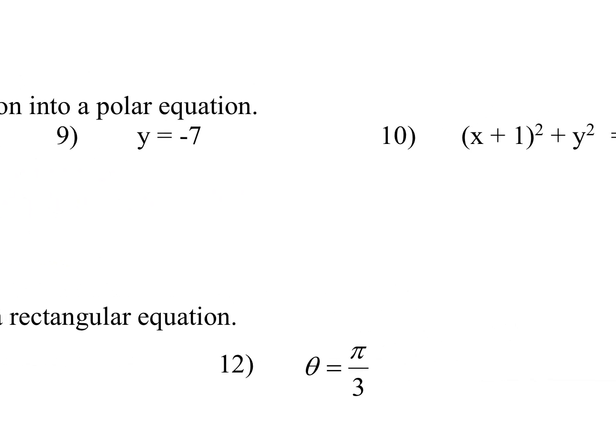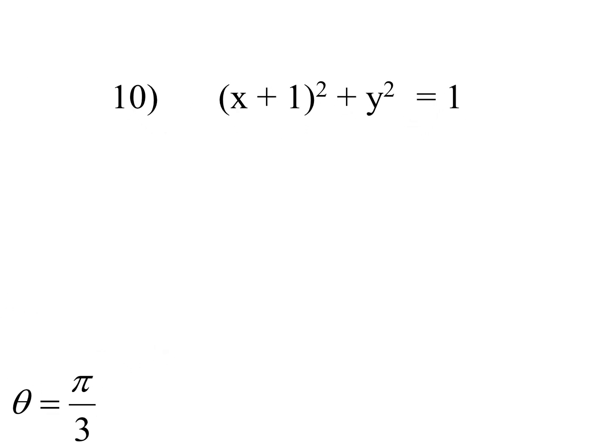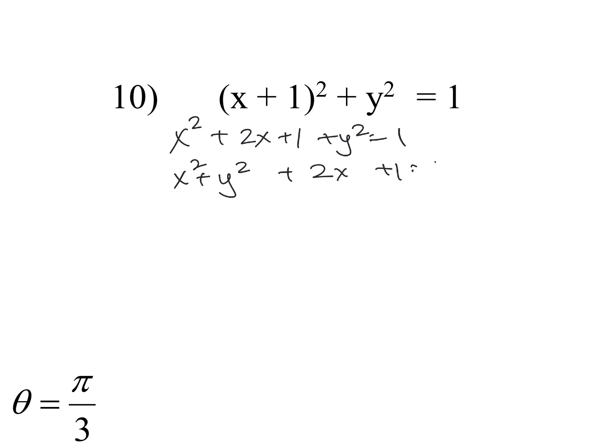Now, if I look at 10 real quick, x squared plus y squared, this one is a little bit more annoying, but by distributing out this first term and doing a little bit of regrouping, we do get an advantage here. So, first thing, let's take care of the fact that there's a 1 on each side, so that will just make this whole thing equal to 0.